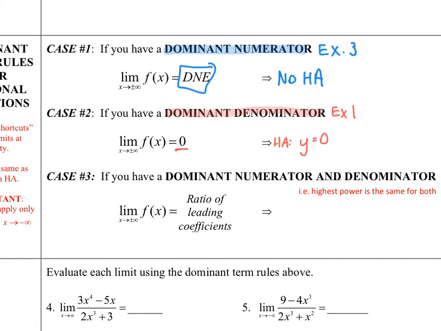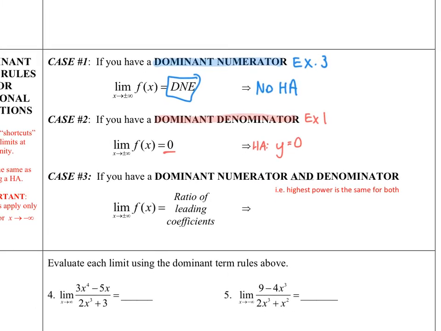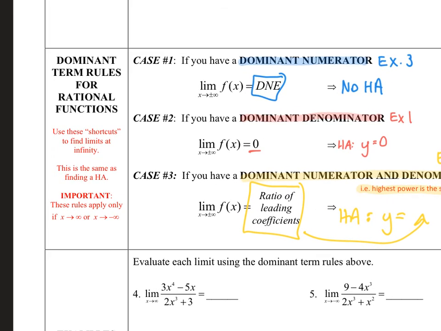Case number 3 is if you have a tie. If your highest power appears in both the numerator and the denominator. And for us, this happened with example 2. And if that's the case, then you make a fraction out of the leading coefficients. So my horizontal asymptote would simply be y equals whatever that fraction is. So just some important information here on the side.